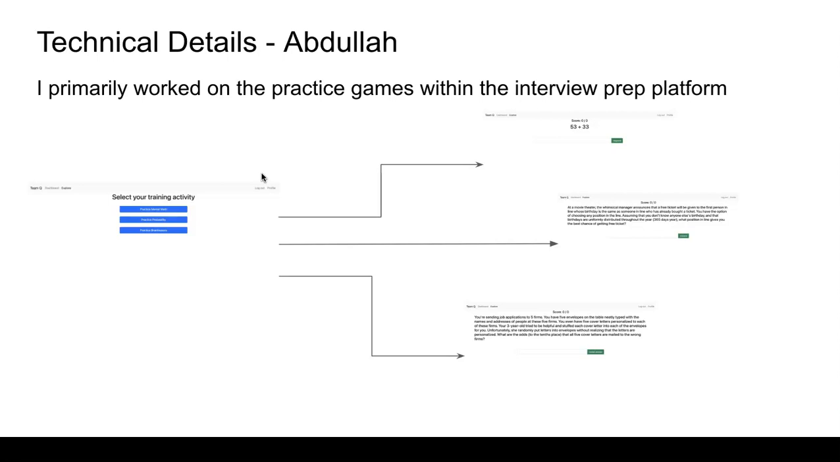Similarly, we have the probability game, which works very similarly, and you simply answer a question using a number, and it validates your answer and it gives you the output on your dashboard. Same thing with brain teasers.